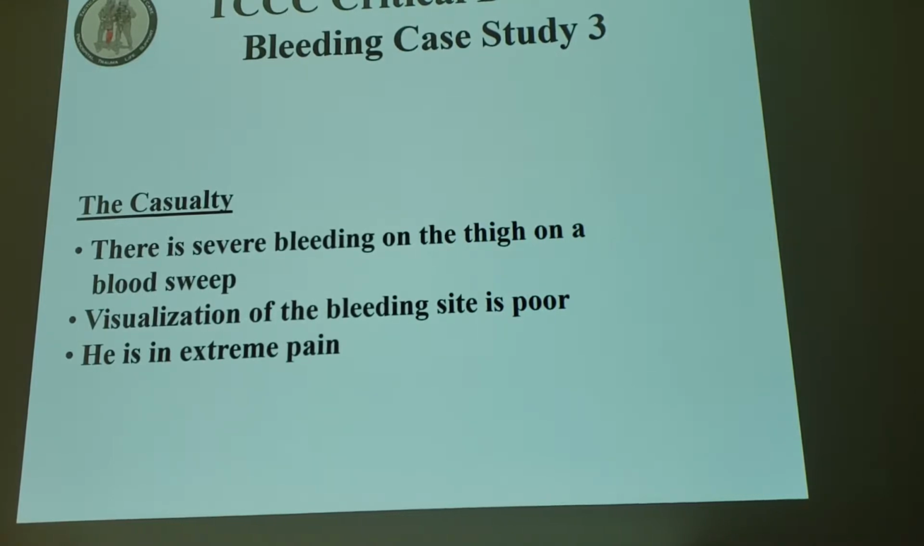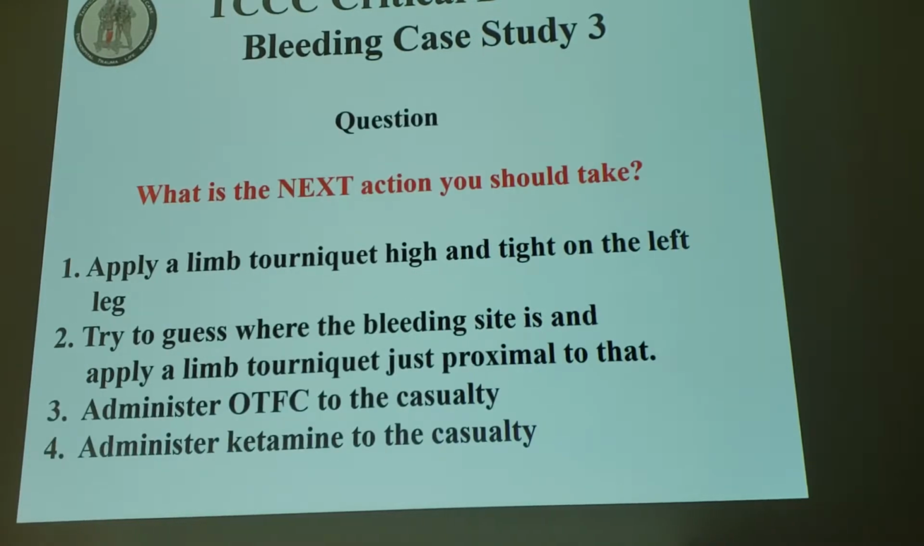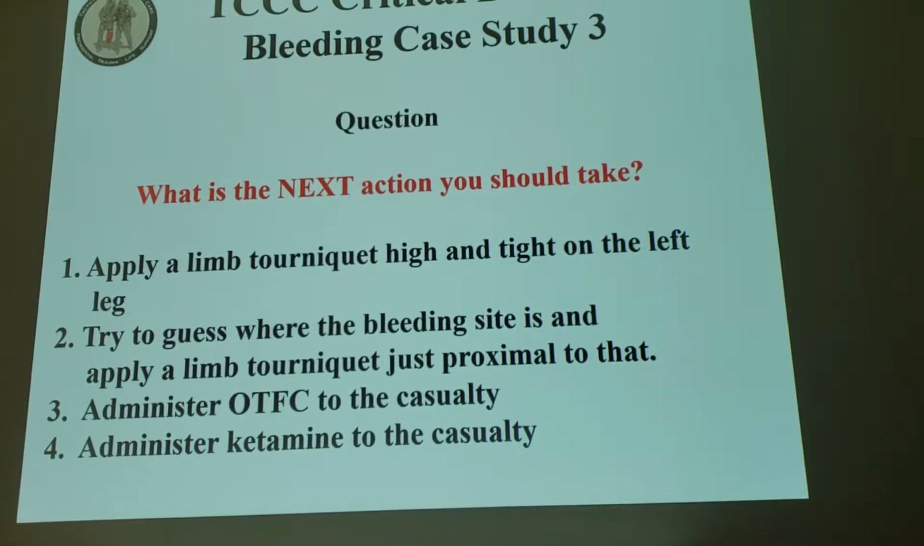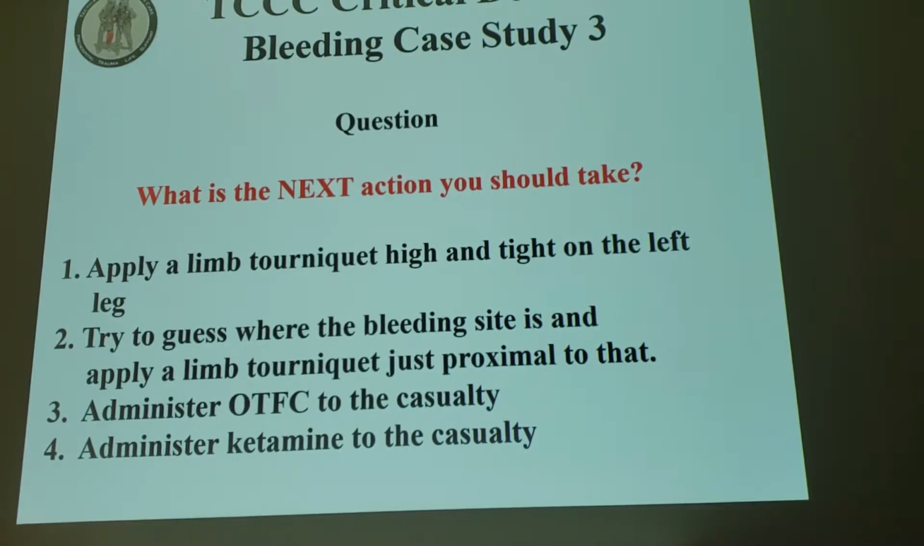Casualty, there's severe bleeding on the thigh on a blood sweep. Visualization of the bleeding site is poor, and he's in extreme pain. I bet he is, he just got shot. What is the next action you should take? 1, apply a limb tourniquet high and tight on the left leg. 2, try to guess where the bleeding site is and apply a limb tourniquet just proximal to that. 3, administer fentanyl lollipop to the casualty. 4, administer ketamine to the casualty.